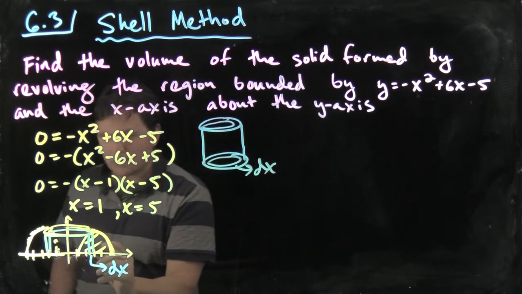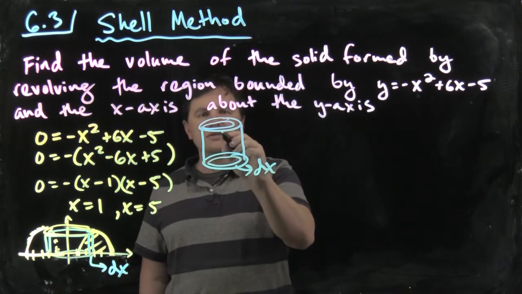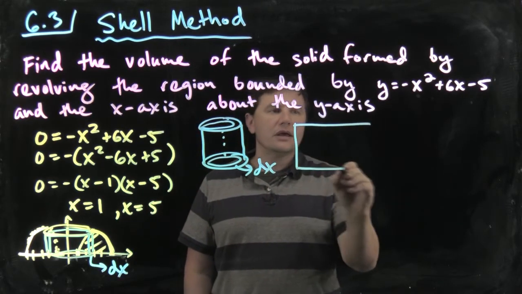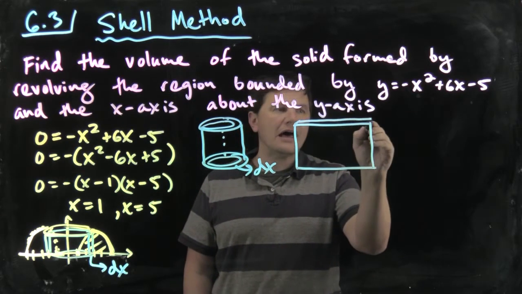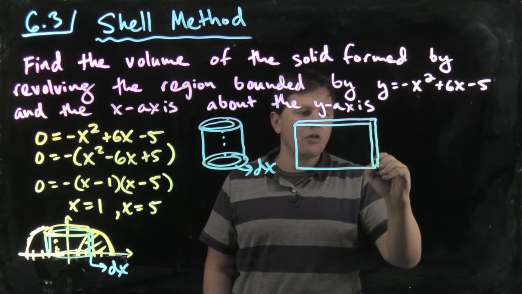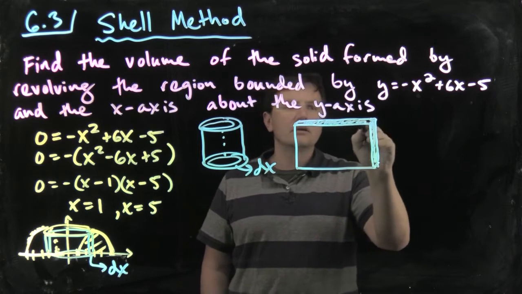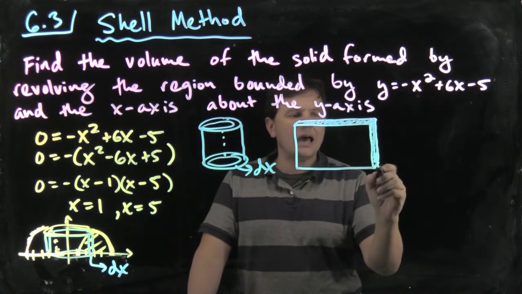Okay, so this is what I'm showing right here. Now what I'm going to do is cut that thing and spread it out in front of you. Just like if we were talking about a washer, I want to find the volume of that one shape, so I can then add them all up through integration to get the volume of the entire thing.